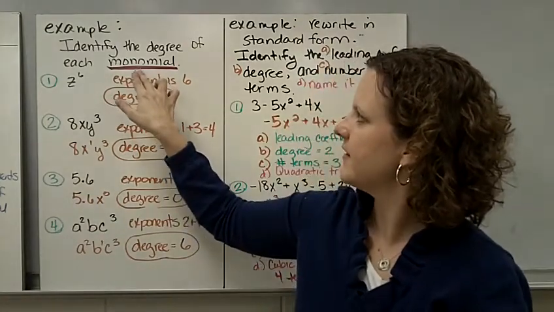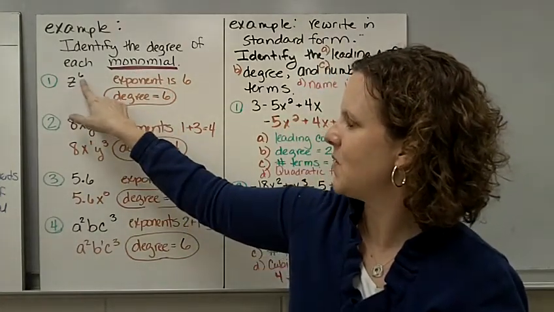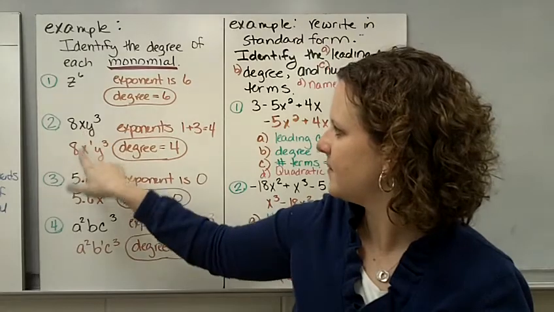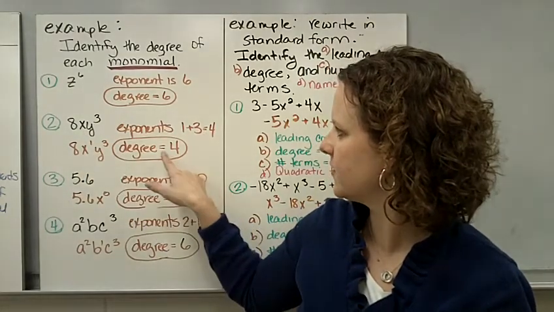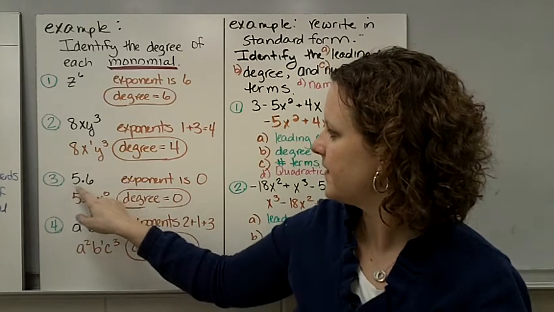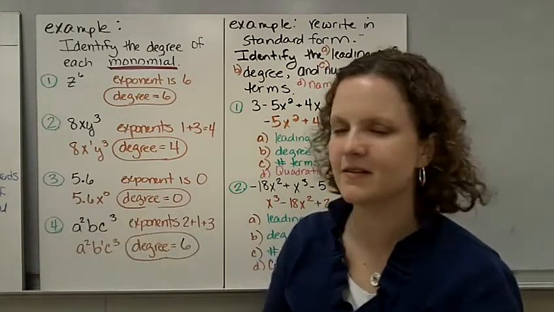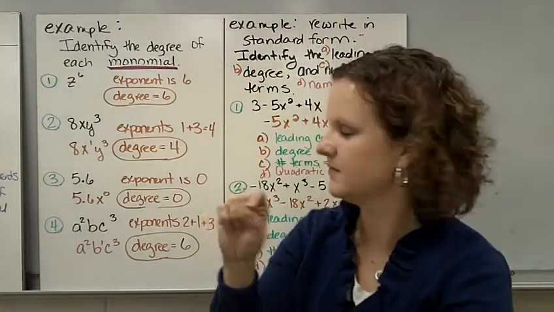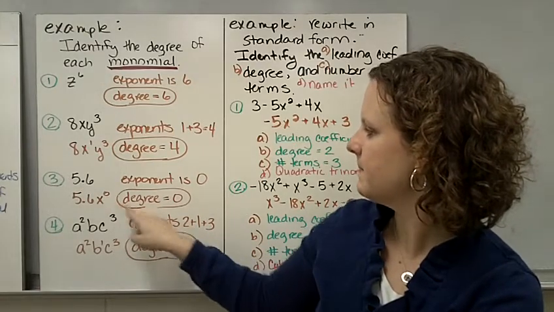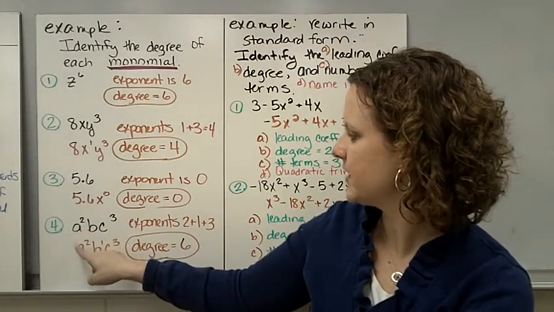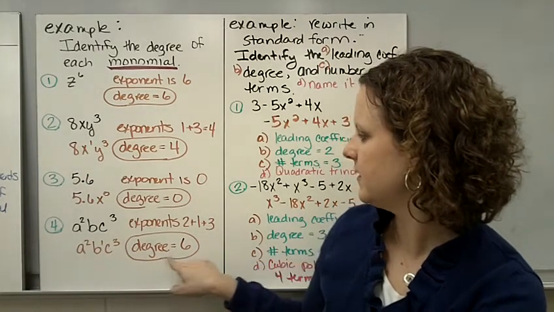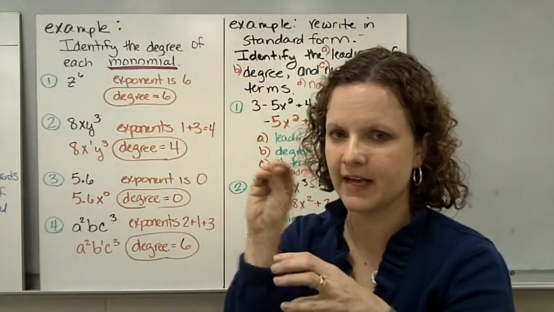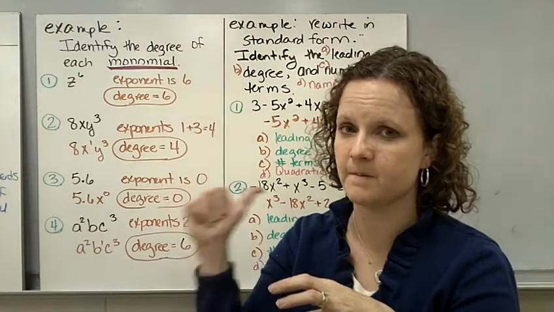First example, identify the degree of each monomial. Exponent is 6, degree is 6. These are quite simple. Exponents, you add them. 1 plus 3 is 4, degree is 4. 5.6, its exponent is actually 0, because if you remember, any variable raised to a 0 exponent equals 1. So your exponent is 0, degree is 0. Add your exponents, 2 plus 1 plus 3, your degree is 6. So identifying the monomial, you look at just that monomial, add together each exponent, which is very different from polynomials.